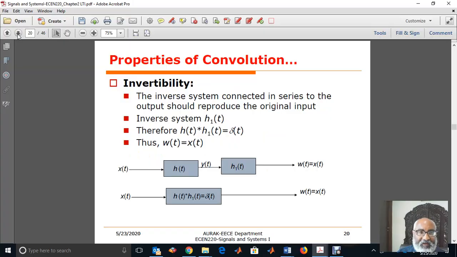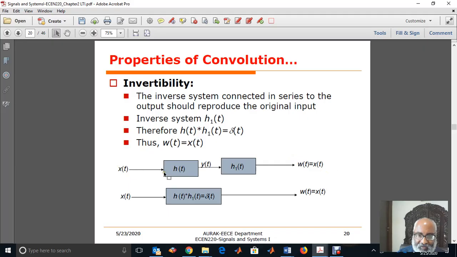Okay, invertibility. Invertibility means the inverse system connected in series to the output should reproduce the original input. So if a system is invertible, if I cascade the original system and its inverse, then at the output I will get the input x of t.